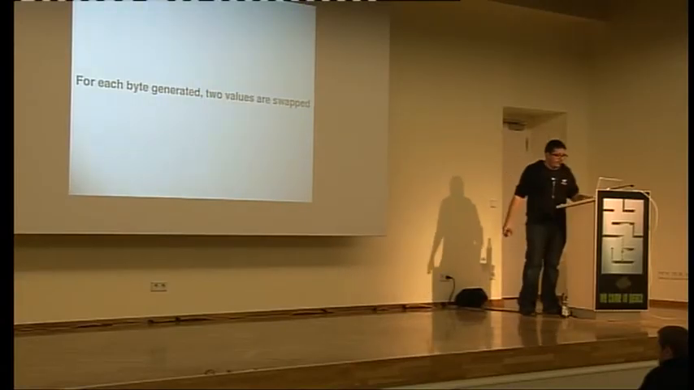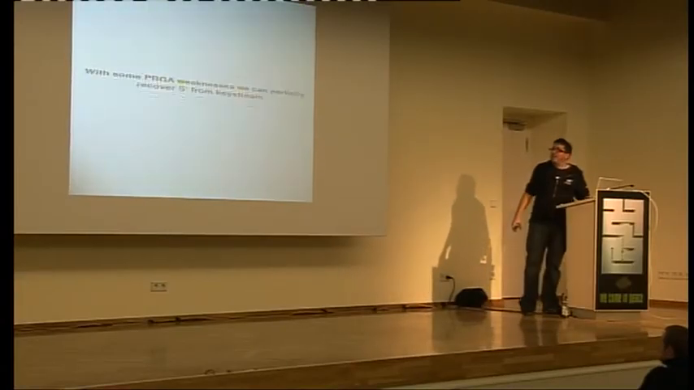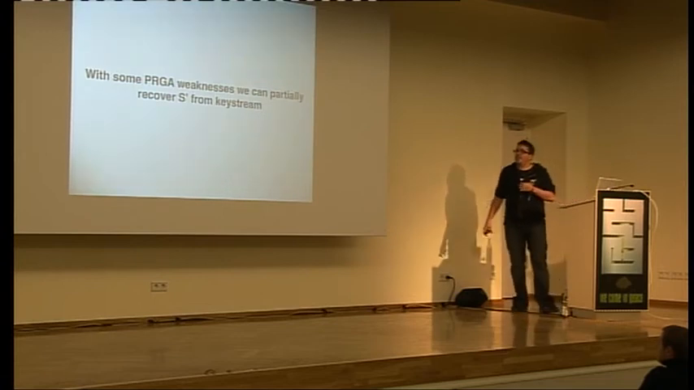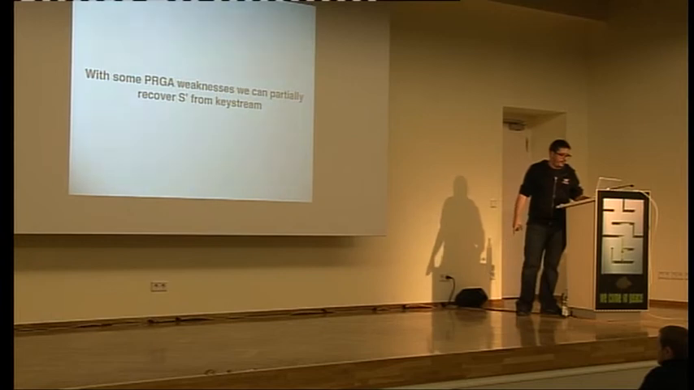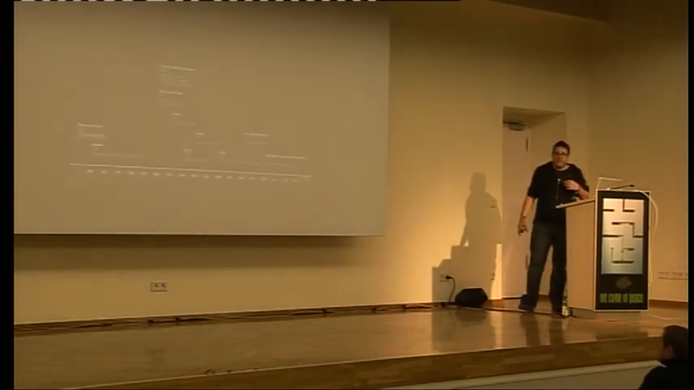The interesting thing is that for each byte generated, we slightly modify the table because two values are swapped, but only two values, so it's not a lot. So maybe with only this modification, we can find PRGA weaknesses, which can recover S prime from the key stream. And some people found them. So this is a quick overview of them.